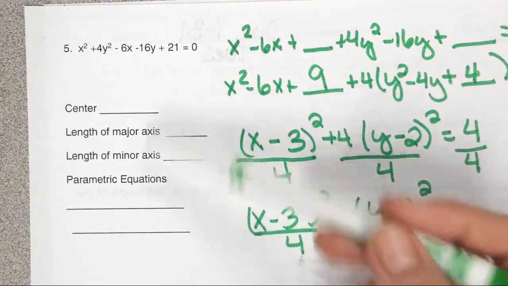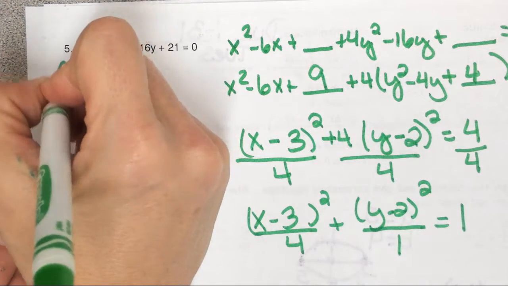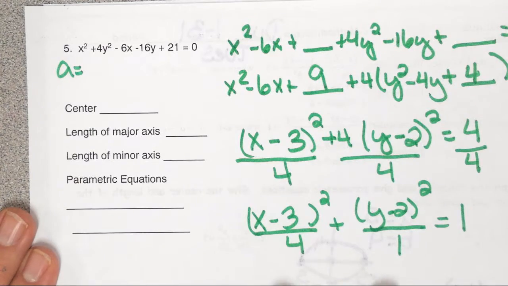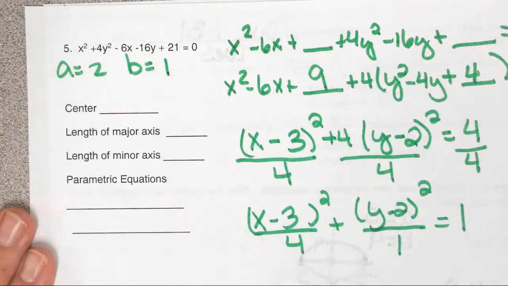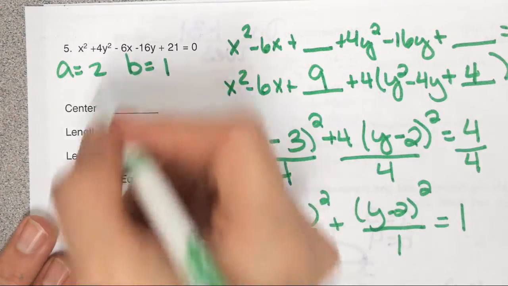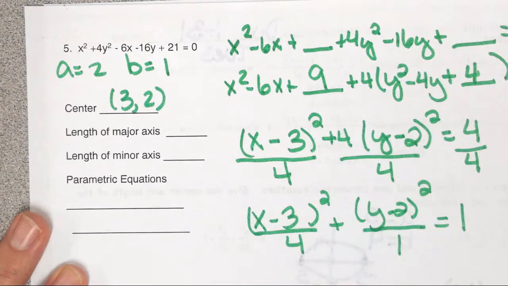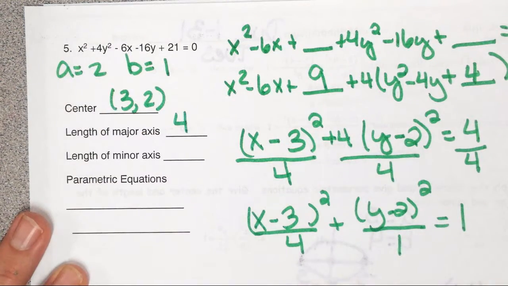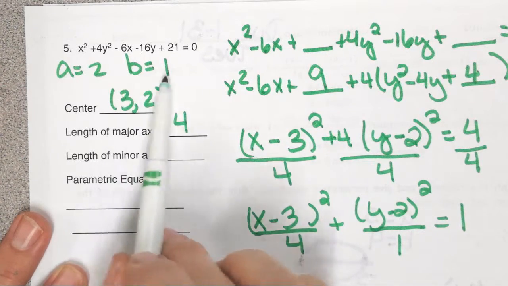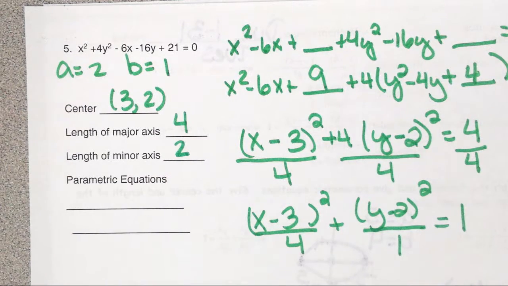Should you now be able to fill these in? Alright. So what's my A? Very good. What's my B? 1. Okay. What's my center? 3, 2. Good. Opposites because it was in parentheses to begin with. Major axis. 4. Good. 2 times A. 1. Minor axis. 2 times 1? 2. How are we doing?